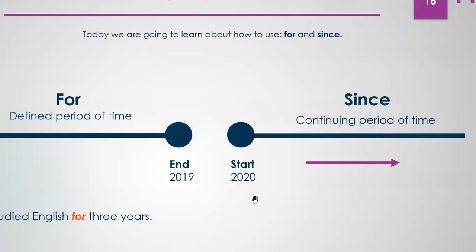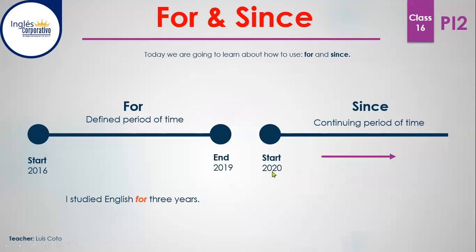Okay. You begin in, for example, in which year? 2020. Okay. In 2020, you start. Okay, you begin, you start. And do you finish? Is the same. You don't, correct. You don't finish. You continue doing the activity, whatever activity that you do.